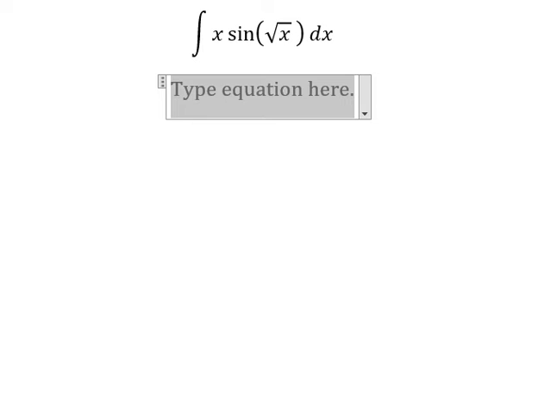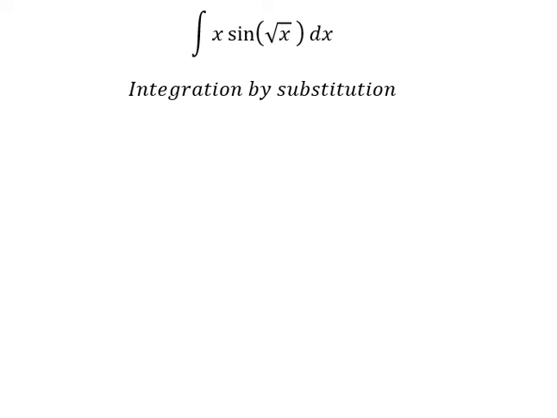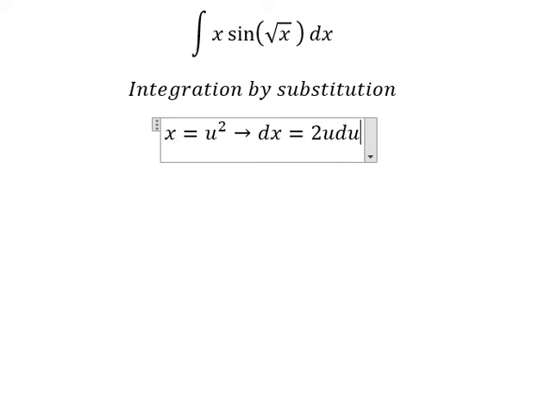We need to use integration by substitution. So I will put s equals u square because I want to cancel the square root. That's why I need to use u square in here. Later, we first take the derivative of both sides and we have 2u du.